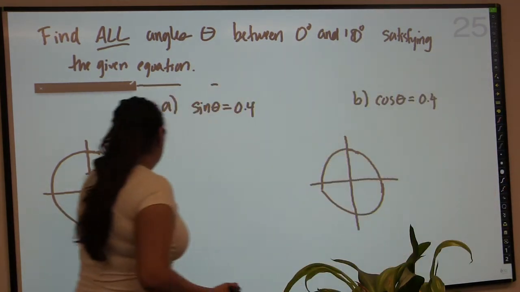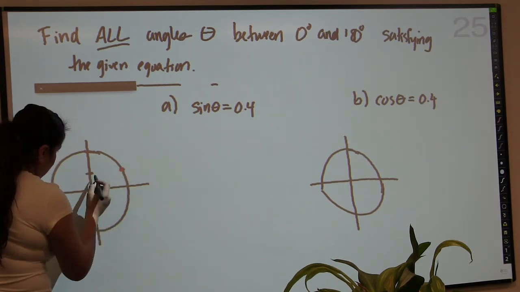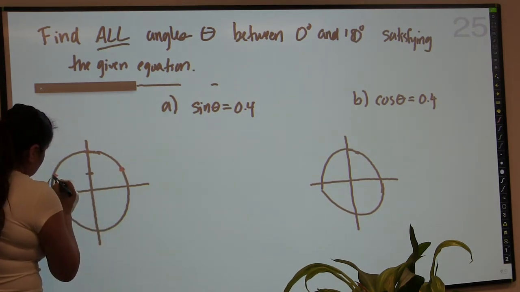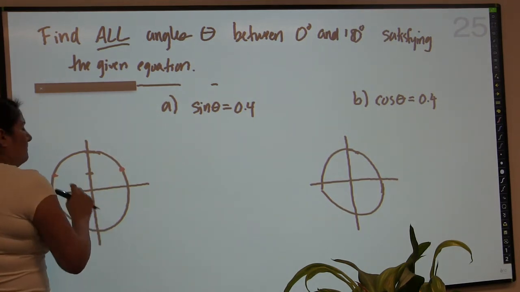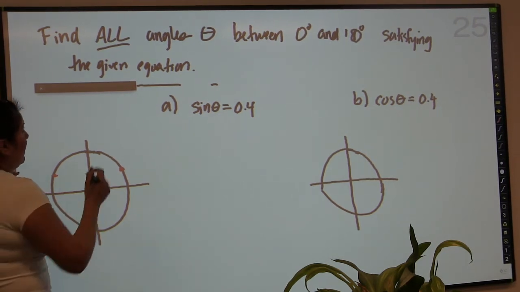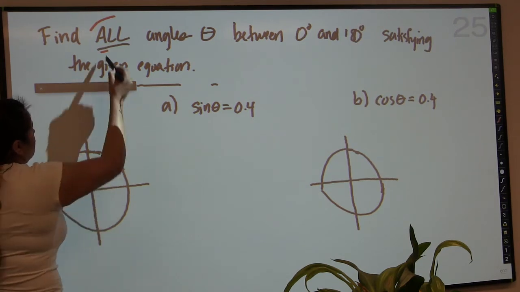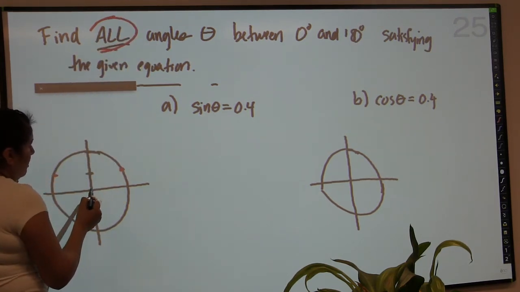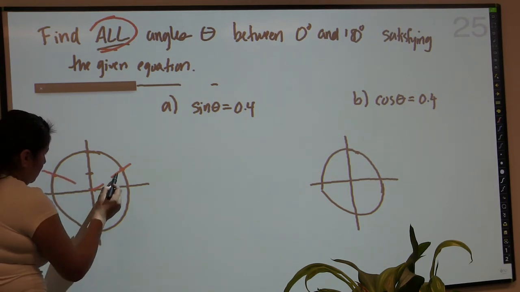He's nice. So I'm going to put a dot right here. And I'm going to put a dot right here. Because between 0 to 180, both of these values have the same y-coordinate. So that you can see why they're saying to find all of them. Because in this case, there's going to be 2. So this guy and that guy.